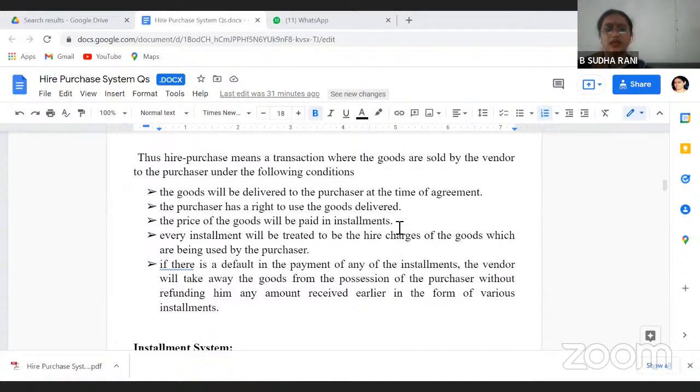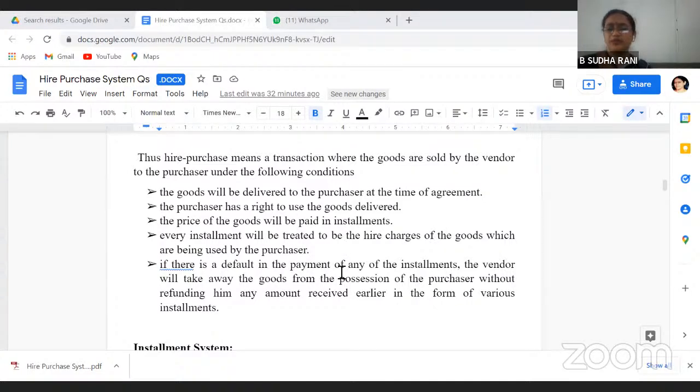Now, in hire purchase transactions, goods are sold by the vendor to the purchaser. Generally the goods are delivered to the purchaser on the day of the agreement only. The purchaser, like an installment buyer, can use the goods once delivery takes place, and the price of the goods is paid in installments, which are called rentals. Every installment is treated as a hire charge for using the asset.